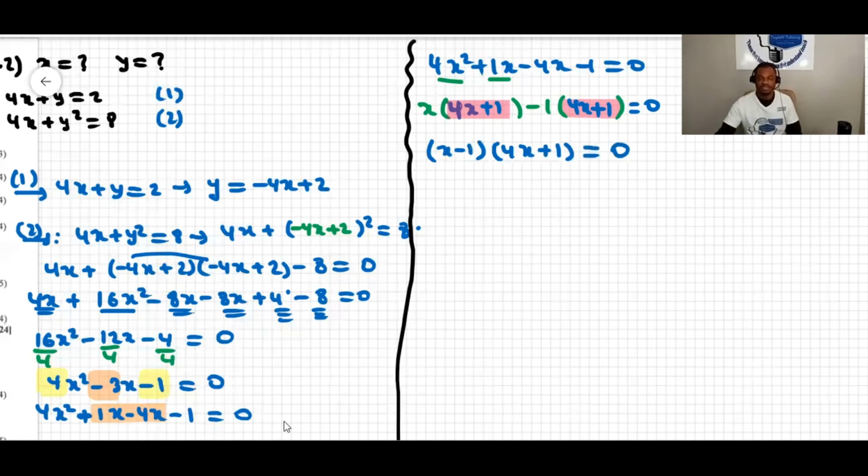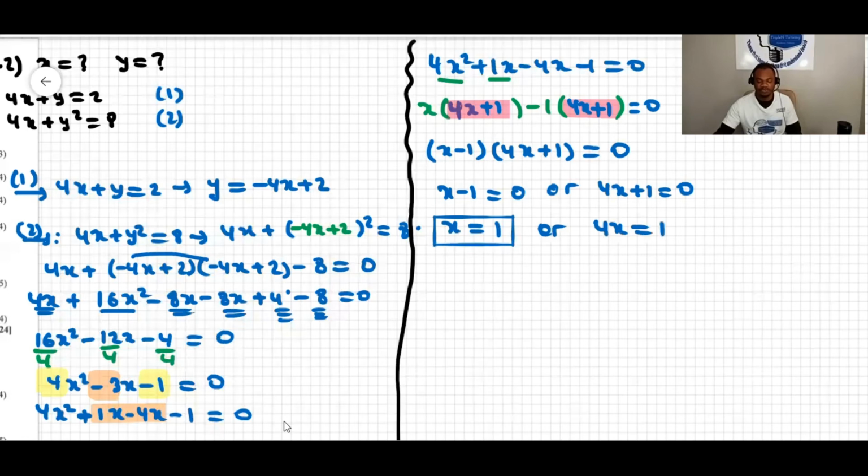So this means that x minus 1 is 0, or 4x plus 1 is 0. If you move the negative 1 over, x is 1, which is the solution. Or if we move the positive 1 over, 4x is equal to negative 1. And then we divide both sides by 4, that makes x negative a quarter.